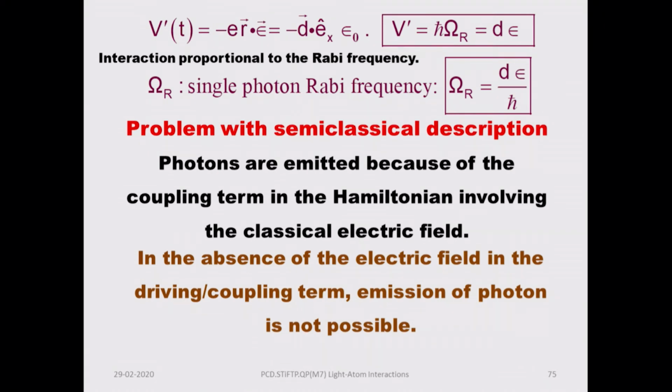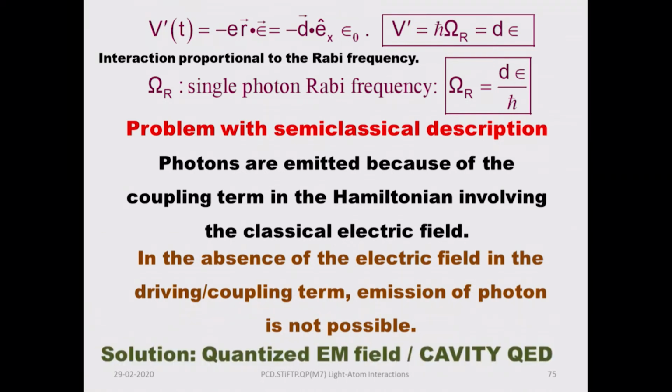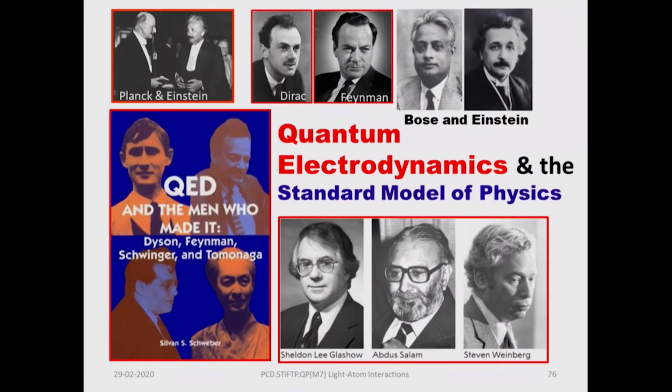Okay. So, in the absence of the electric field, emission of a photon would not be possible in a semi-classical model, because you have that driving term which couples the atomic dipole to the electromagnetic field. This problem is solved by invoking quantum electrodynamics, and in particular what is called cavity quantum electrodynamics, by considering this system in a cavity.